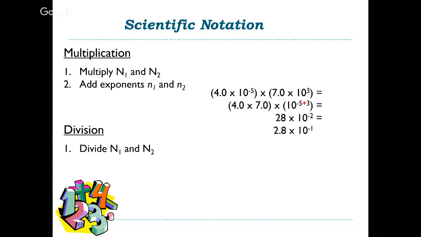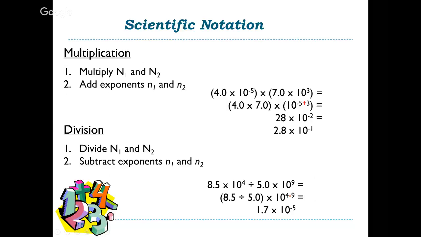In division, it's similar to multiplication in the fact that you're just going to divide your numbers, your big N's. Now, instead of adding your exponents, you're going to subtract your exponents. And it's the exponent on the top, you subtract away the exponent on the bottom. So 8.5 times 10 to the fourth divided by 5.0 times 10 to the ninth. We can do the math of 8.5 divided by 5. Calculator gives you a number. 10 to the fourth divided by 10 to the ninth means 4 minus 9. So we end up with a final answer of 1.7 times 10 to the -5th.